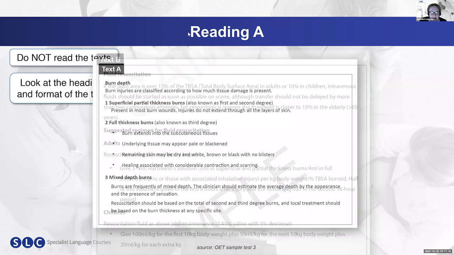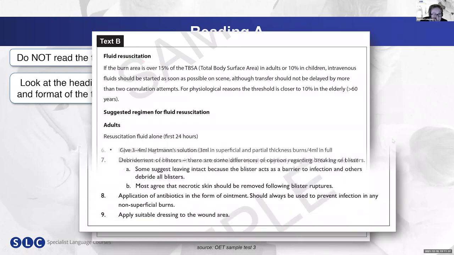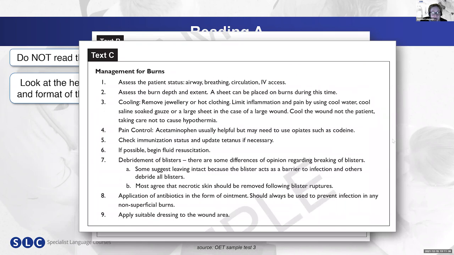Text B, we can see, is all about fluid resuscitation. Okay, we've got some percentages here. We've got the suggested regimen. So we've got adults and children. So we can use those headings to help us find information. Text C is the management for burns. So one thing that you can notice here is also that it's numbered. So it's going to go in the order of things you do. So if you're looking for something at the beginning of the procedure, you look early on. If you're looking for something at the end, it's going to be here. Okay.